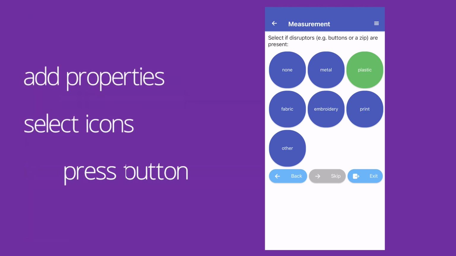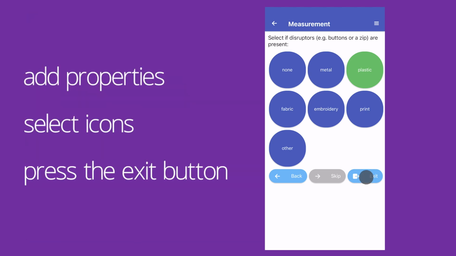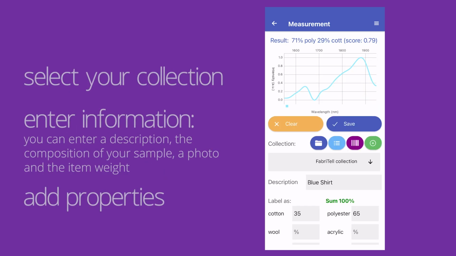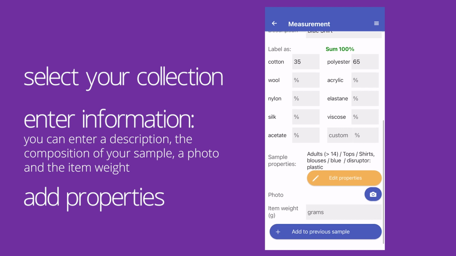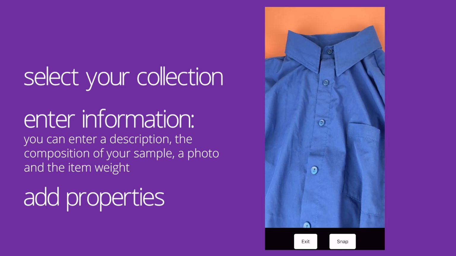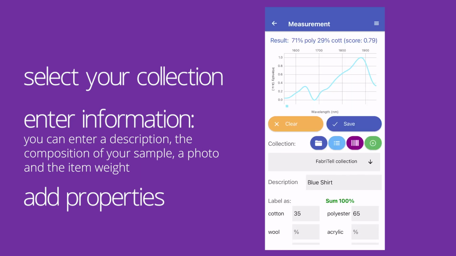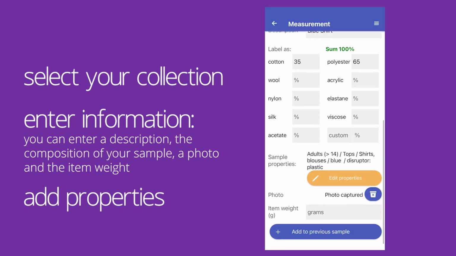Once you input all of these descriptors, press Exit, which will take you back to the screen showing your measurement spectrum and any other data you have inputted. A photo of your sample can be taken and stored with your measurement and information added by pressing the photo icon. You can also add the weight of your sample.